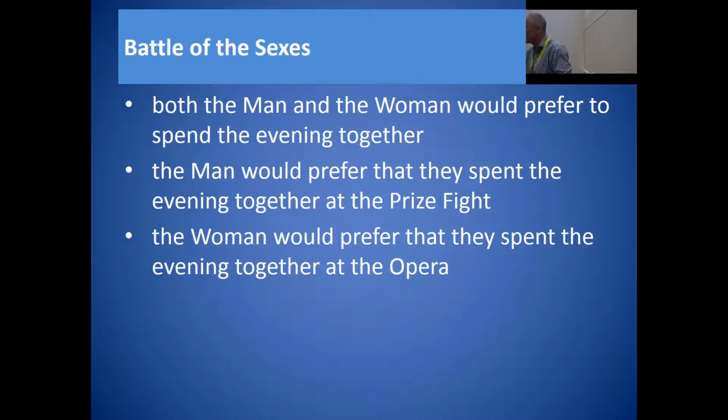You need to identify three key points. The players, the man and the woman, are fairly obvious. The strategies that they can choose, prize fight or opera, again that's fairly obvious. But the preferences I've given you here will denote what numbers you put in your game. How do these players rank the various outcomes? That is what I've told you there. That's something I'd expect you to be able to do, and you'll practice as this course unfolds. That's something I'd expect you to be able to do in an exam question. So, that's the basic setup.